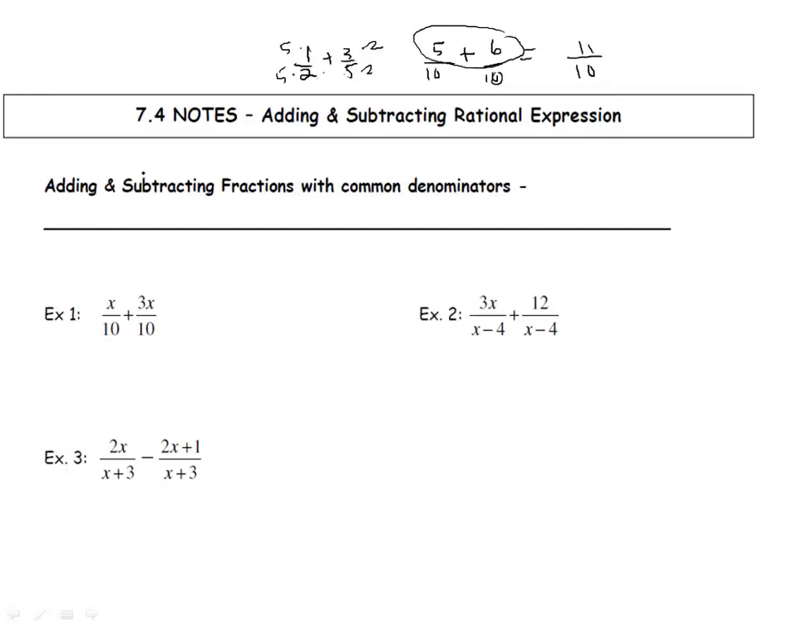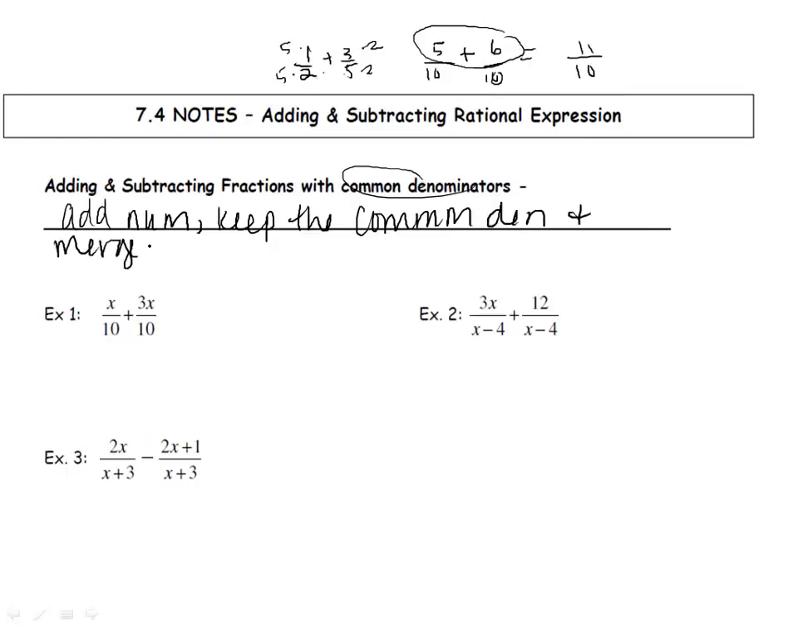So when we are going to add and subtract rational expressions, we're first going to start with already having a common denominator. So we're just going to add the numerators, keep the common denominator, and merge into one fraction. So instead of having two fractions, we just want one.